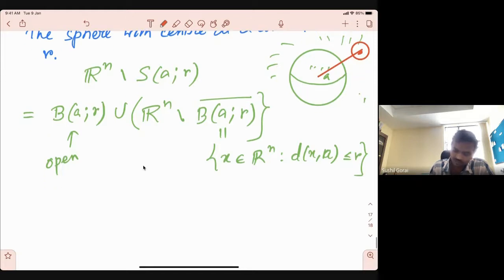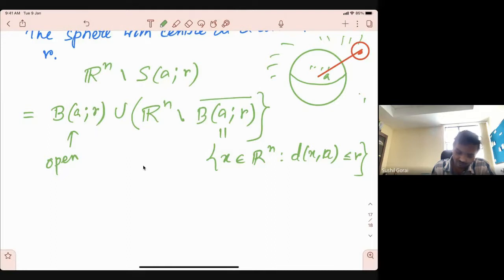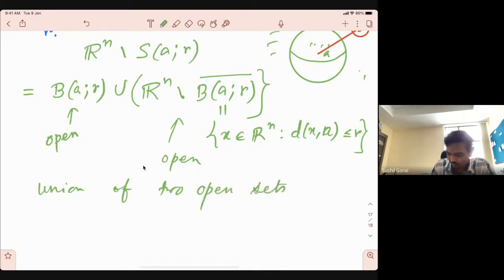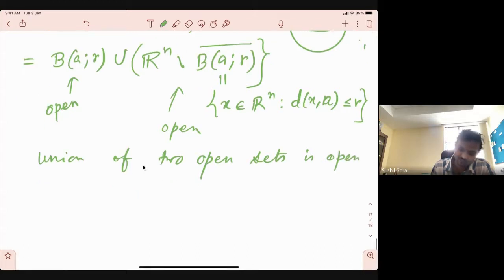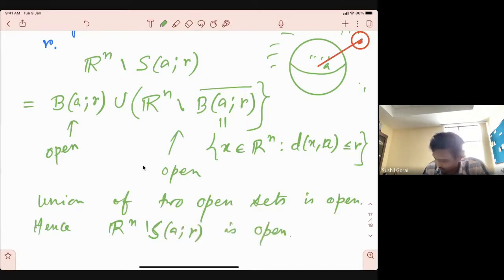So this part is also open, being a union of two open sets. So this is also open. Now, the union of two open sets is open. And therefore Rn minus SAR is open. So this is a closed set.